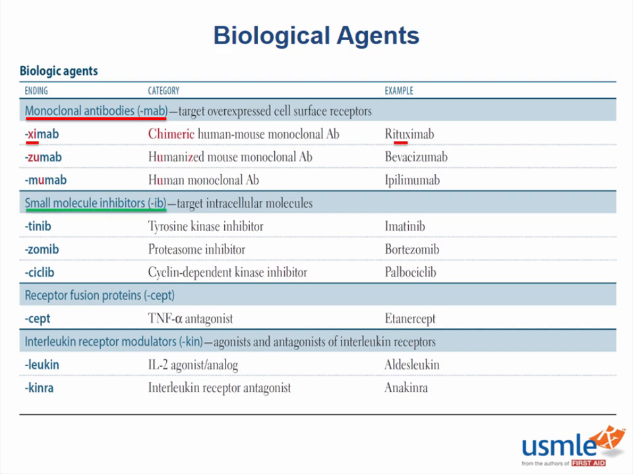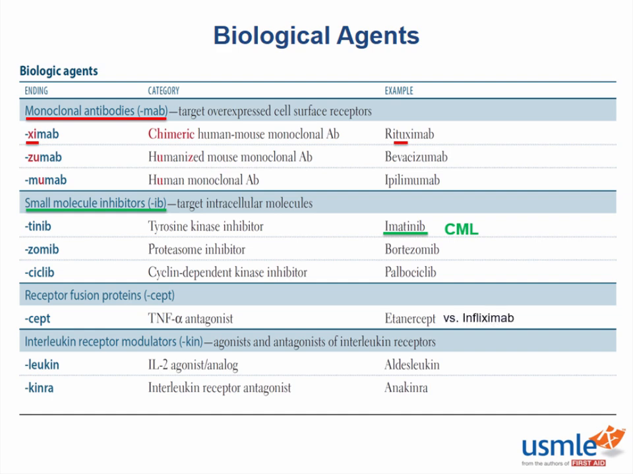All the drugs that end in IB are small molecule inhibitors that target intracellular molecules. A high-yield one is imatinib. Do you remember when we use imatinib? In patients with chronic myelogenous leukemia. Imatinib is a tyrosine kinase inhibitor of BCR-ABL, the Philadelphia chromosome fusion gene seen in CML.